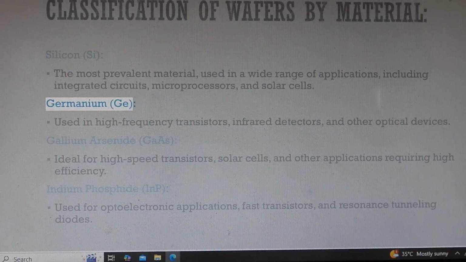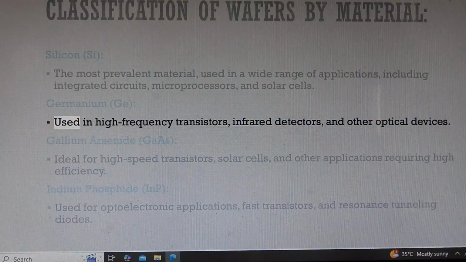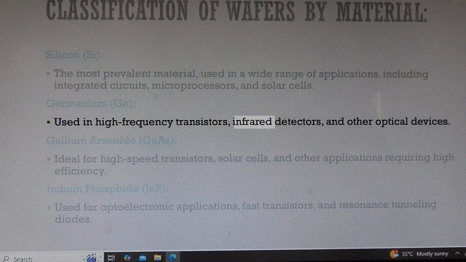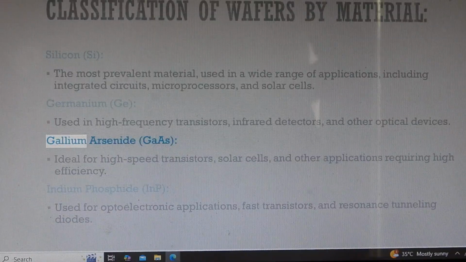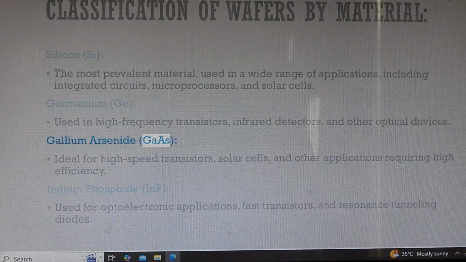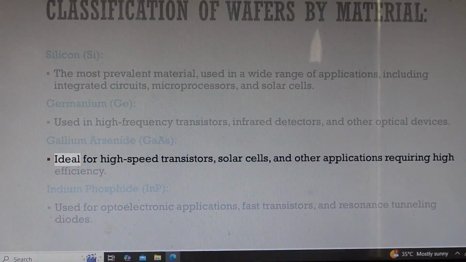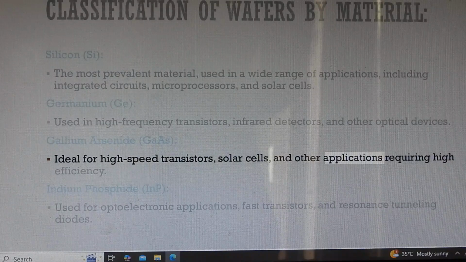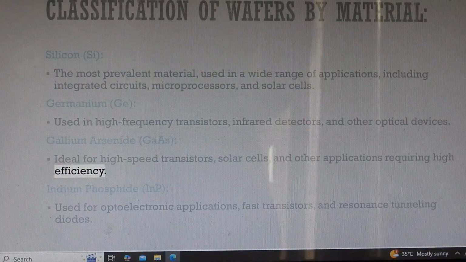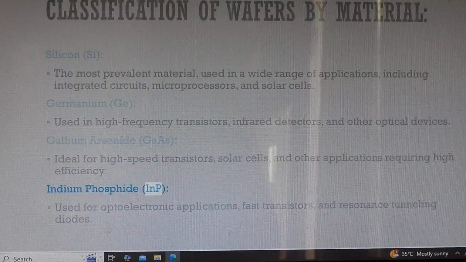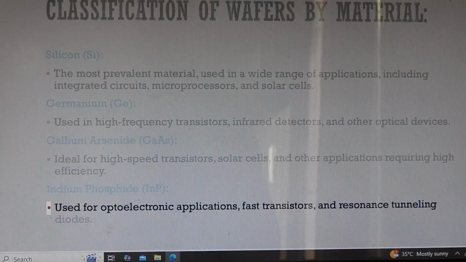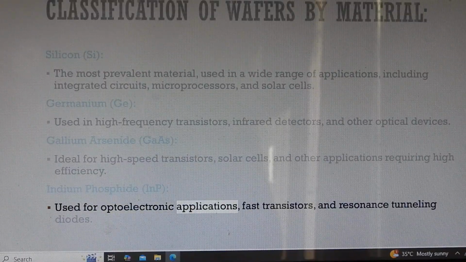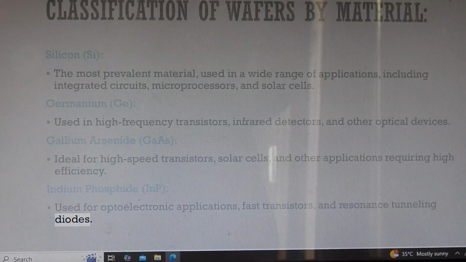Germanium, Ge: used in high-frequency transistors, infrared detectors, and other optical devices. Gallium arsenide, GaAs: ideal for high-speed transistors, solar cells, and other applications requiring high efficiency. Indium phosphide, InP: used for optoelectronic applications, fast transistors, and resonance tunneling diodes.